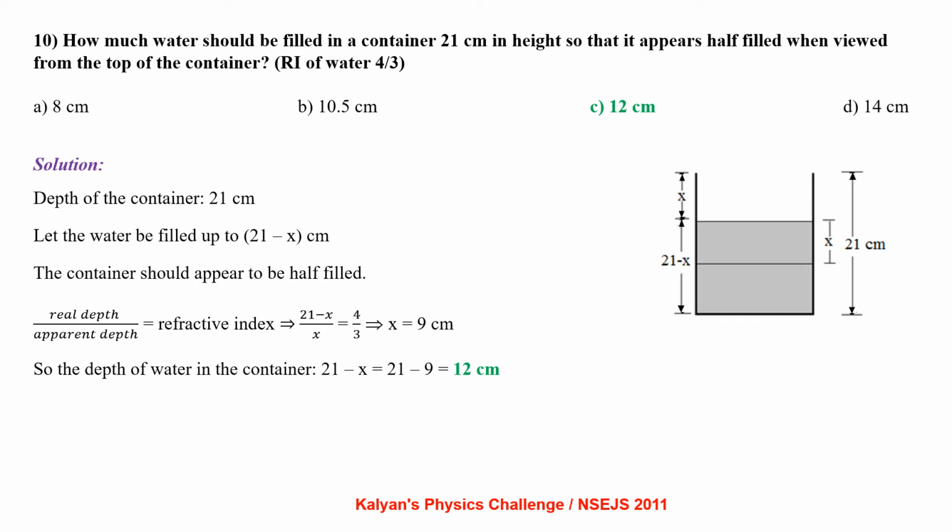How much water should be filled in a container 21 cm in height so that it appears half filled when viewed from the top of the container? Take the refractive index of water to be 4/3. Given the depth of the container is 21 cm. Let the water be filled up to (21 − x) centimeter so that the empty space is x centimeter. Since the container has to seem to be half filled, the depth of the empty space should be equal to the apparent depth of the water filled height. So we can write refractive index = real depth/apparent depth. So (21 − x)/x = 4/3, from where we get x = 9 centimeter. So the depth of the water in the container is 21 − x, which comes out to be 12 centimeter.